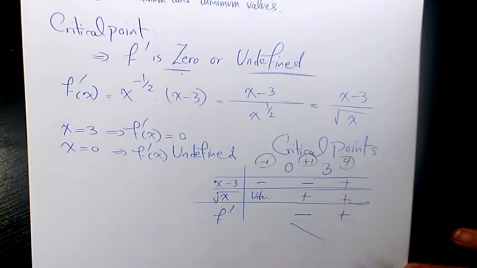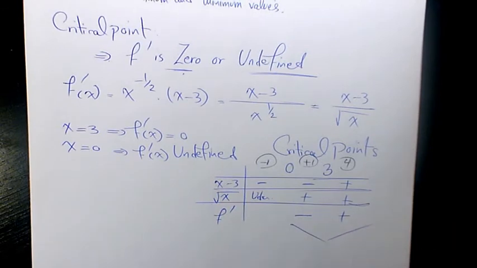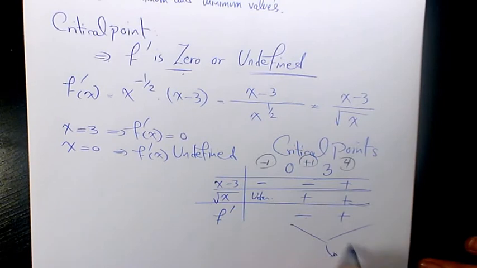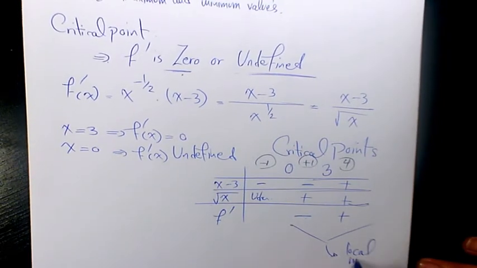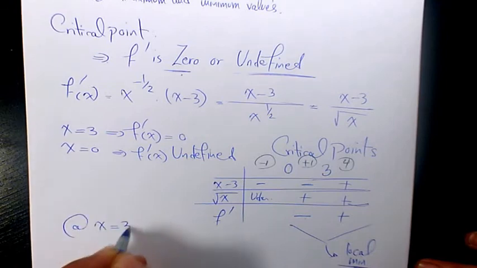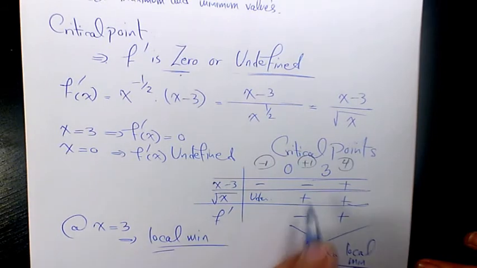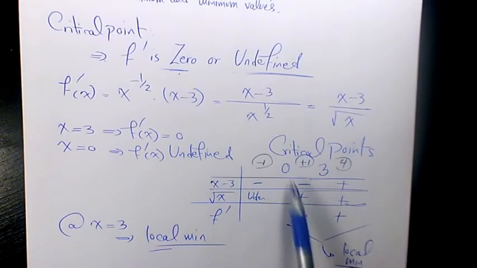So we have negative and we have positive. When the f prime is negative, it means that it's going down. It's decreasing. And whenever f prime is positive, it means that it's going up. So we are dealing with a local minimum. So at x equals 3, we are dealing with a local minimum, and the other one is not going to be a local minimum or maximum, because at that point f prime is undefined.